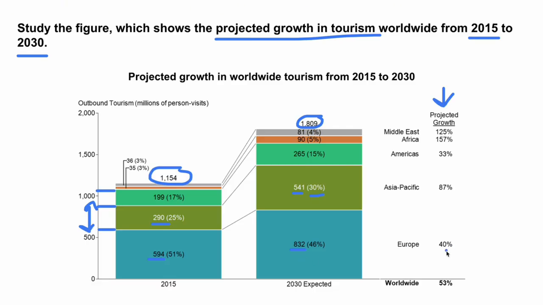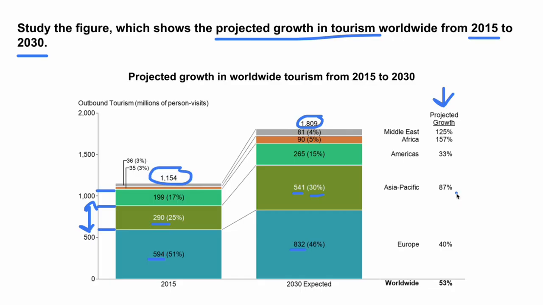How do I get 40% here? I take 832 minus 594, use 594 as the base, Europe increased by 40%. Similarly, Asia Pacific, I take 541 minus 290, use 290 as the base, and realize that Asia Pacific grew by 87%.